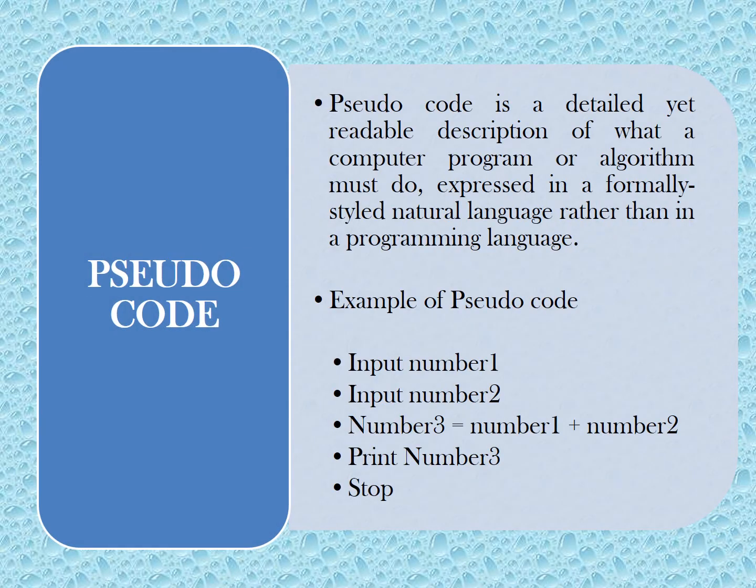Pseudocode. Pseudocode is a detailed yet readable description of what a computer program or algorithm must do, expressed in a formally styled natural language rather than in a programming language. Example of pseudocode: 1. Input number 1. 2. Input number 2. 3. Number 3 equals number 1 plus number 2. 4. Print number 3. 5. Stop.